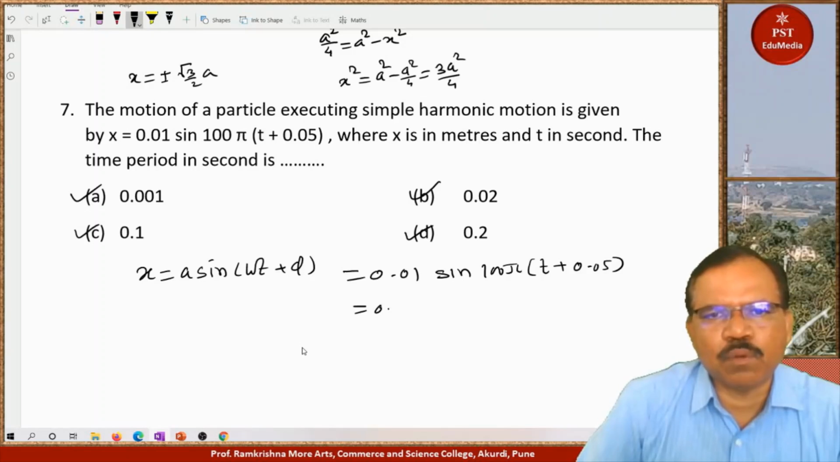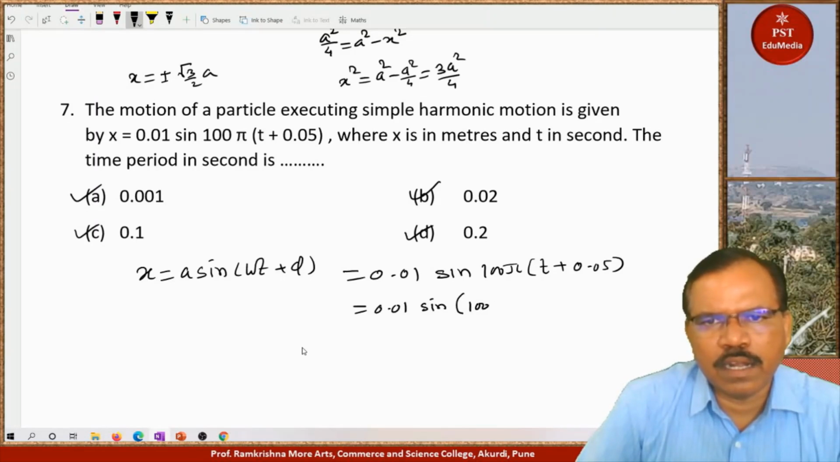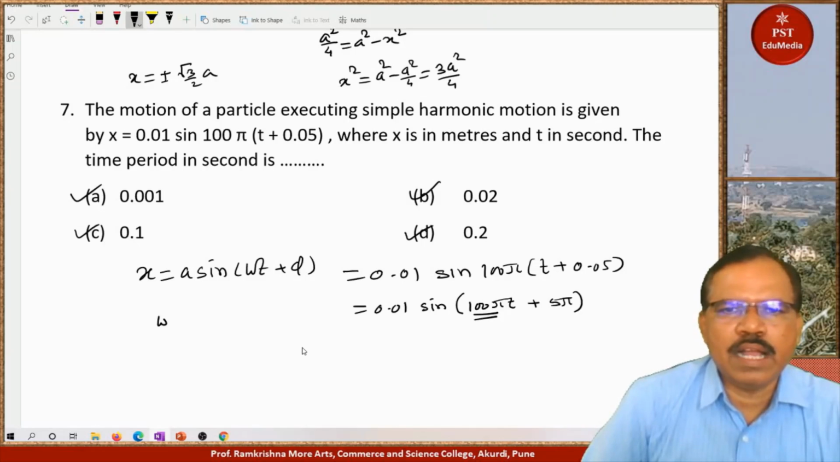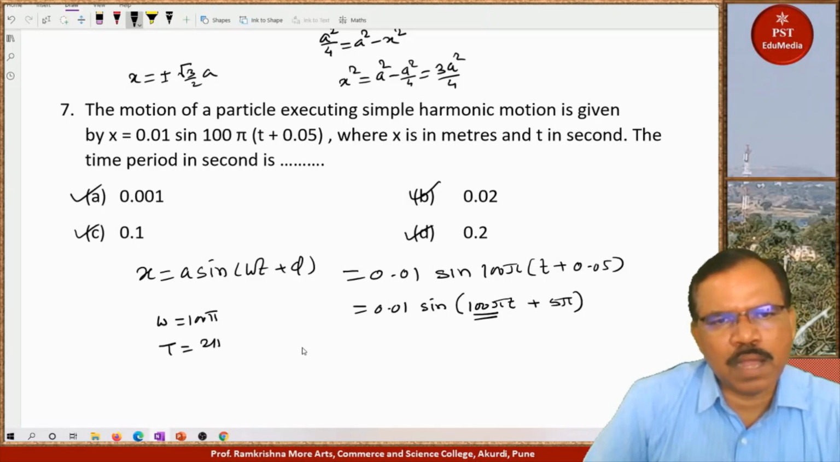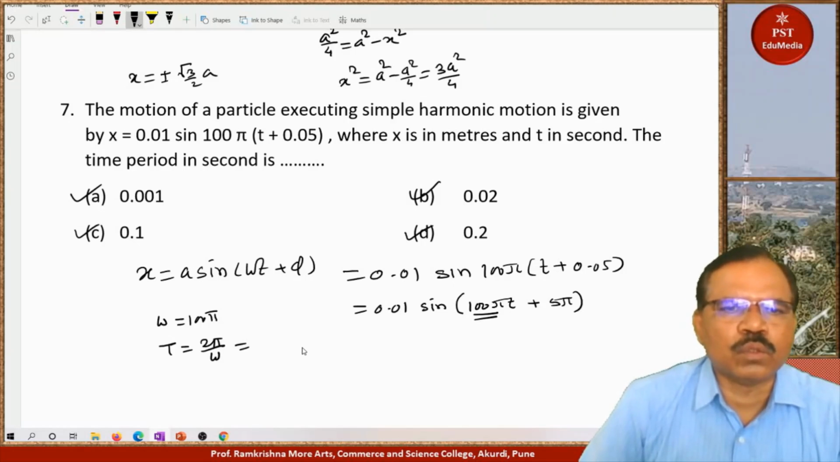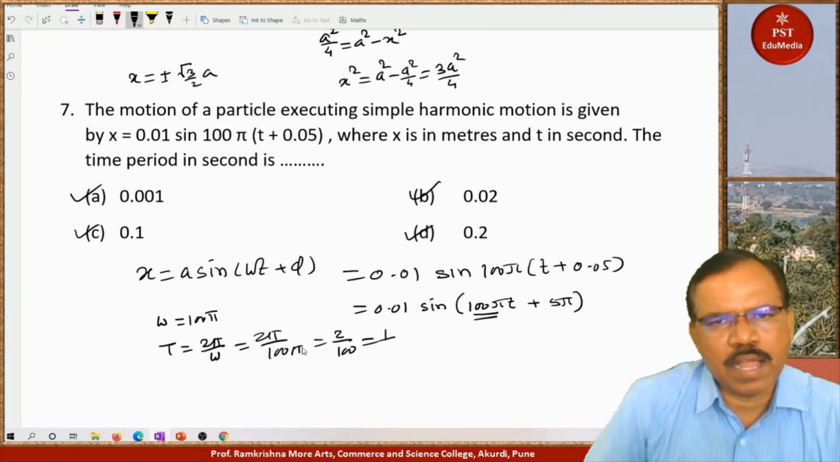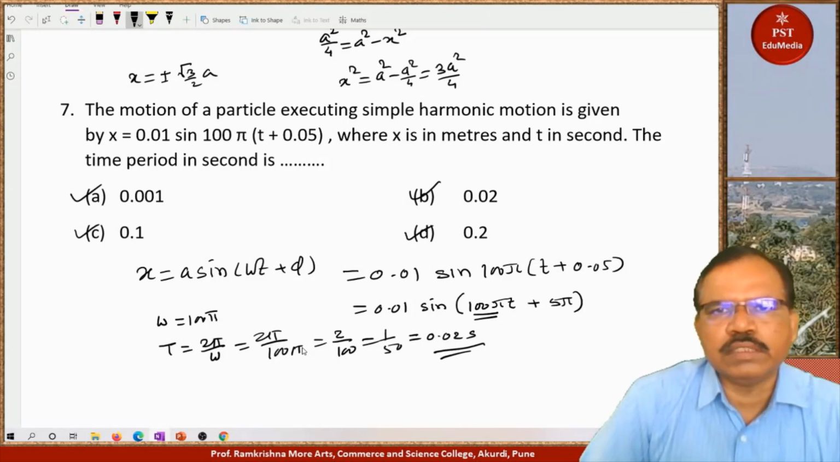So we can write this as 0.01 sine (100 pi t plus 5 pi). So this is omega t. So omega is equal to 100 pi, and T is equal to what? 2 pi upon omega. So 2 pi upon 100 pi, so you'll get 2 by 100. So it is 1 by 50, so it is 0.02 second. So this second one is correct.